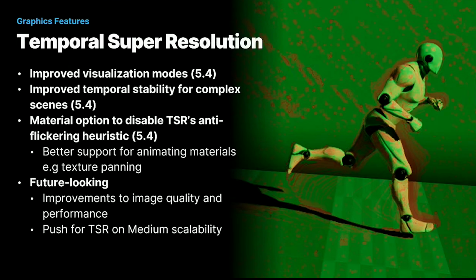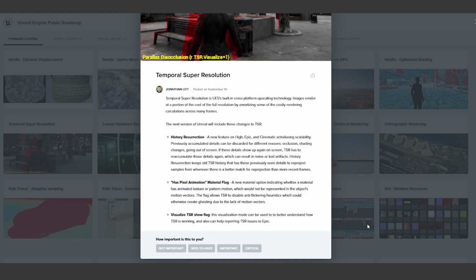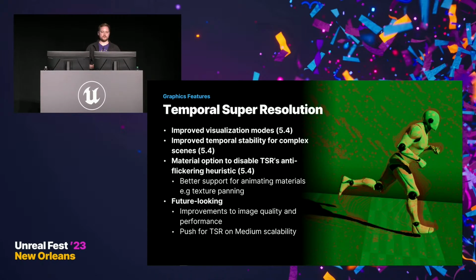Previously accumulated details can be discarded for different reasons. TSR has to re-accumulate those details again, which can result in noise and trail artifacts. So History Resurrection keeps old TSR history that has these previously seen details to reproject samples from whenever there is a better match for reprojection than more recent frames. Again, this was another feature that they were talking about in the rendering update speech over at Unreal Fest, and it seems like this feature is guaranteed to be coming in Unreal Engine 5.4.